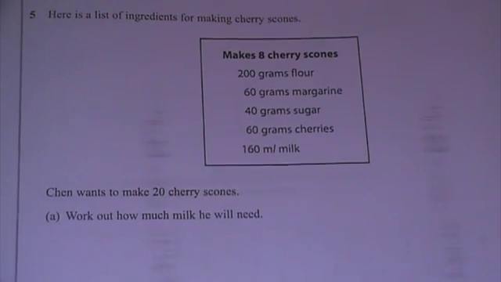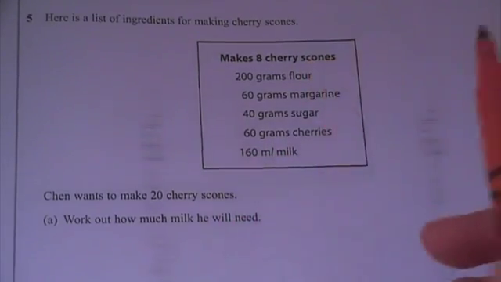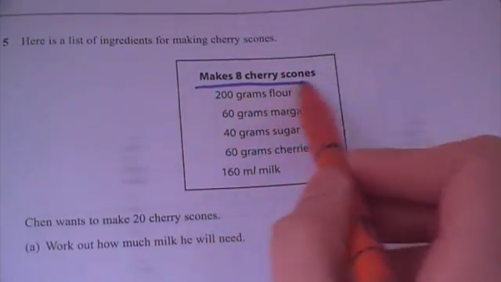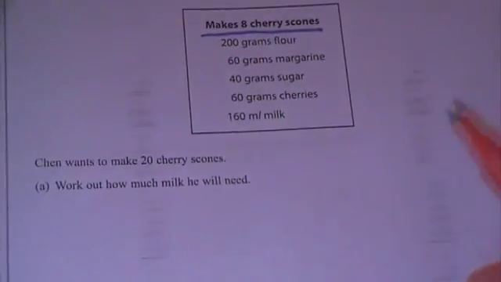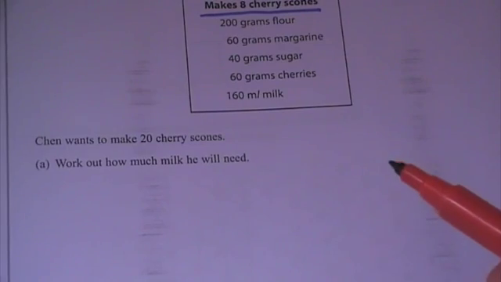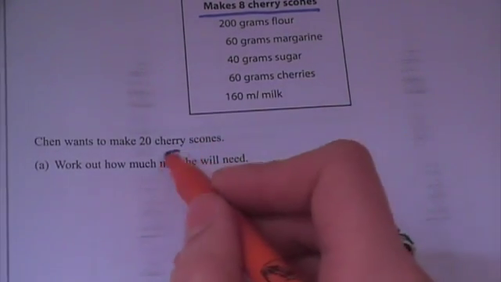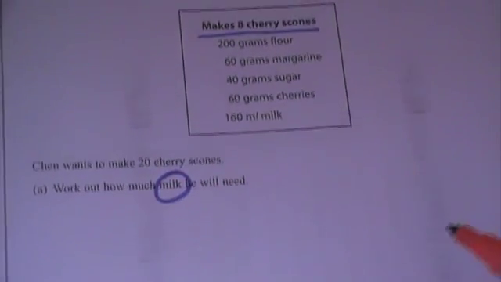Question 5. Here is a list of ingredients for making cherry scones, and our list makes 8 cherry scones: flour, margarine, sugar, cherries and milk. Chen wants to make 20 cherry scones. Work out how much milk he will need.